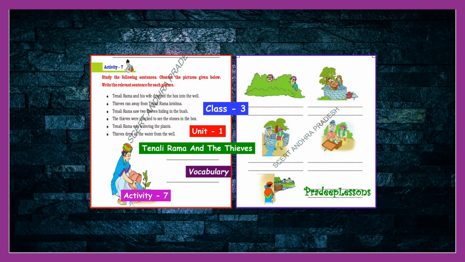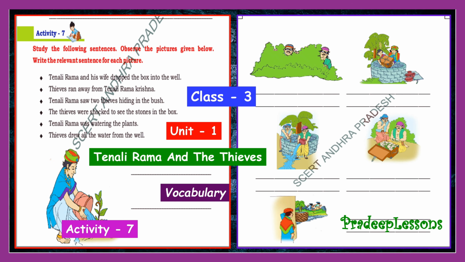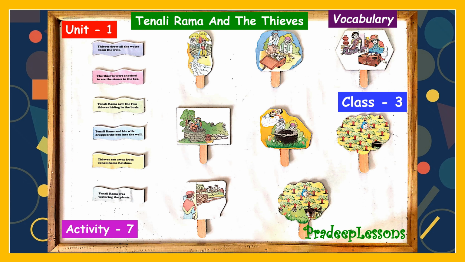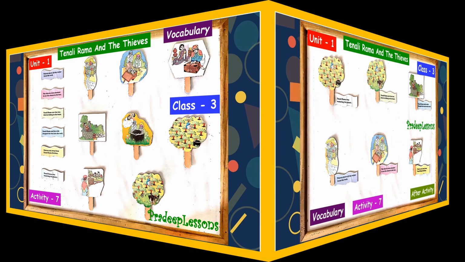Next, my TLM is story cards about Tenali Rama and the Thieves. In this teaching learning material, each picture card has a description card. We have to arrange them in the correct manner, from story starting to ending.